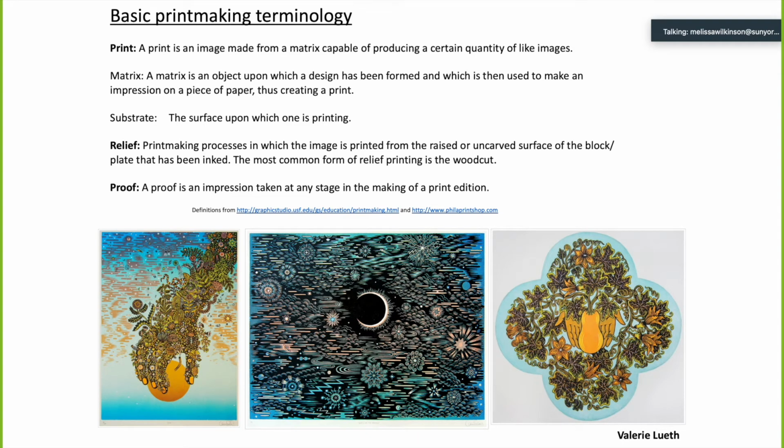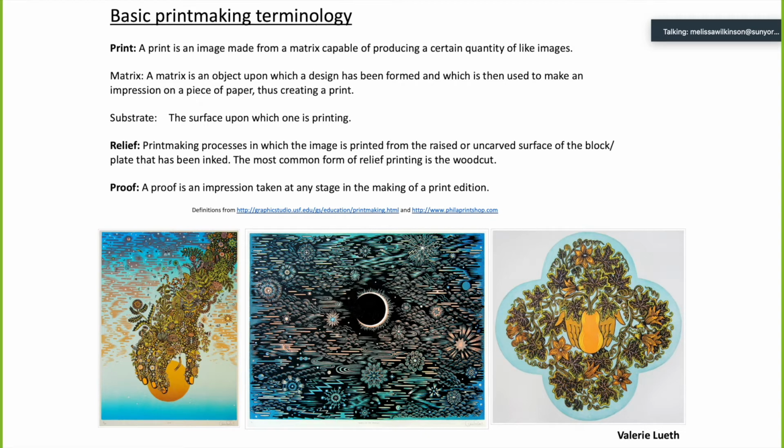So a substrate is the surface upon which one is printing. Usually the substrate in an art department is paper. It might be a t-shirt, it might be a poster, right? Then we have relief. It's a printmaking process in which the image is printed from the raised or uncarved surface of a block, could also be a plate, that has been inked. And the most common form of relief printing is the woodcut, right? So when we dealt with the Japanese woodblock prints, those are woodcuts, okay? So that is a relief form of printmaking.